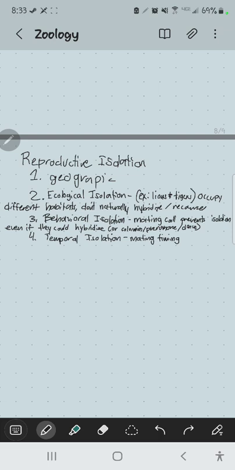So temporal isolation is timing of mating or reproduction.